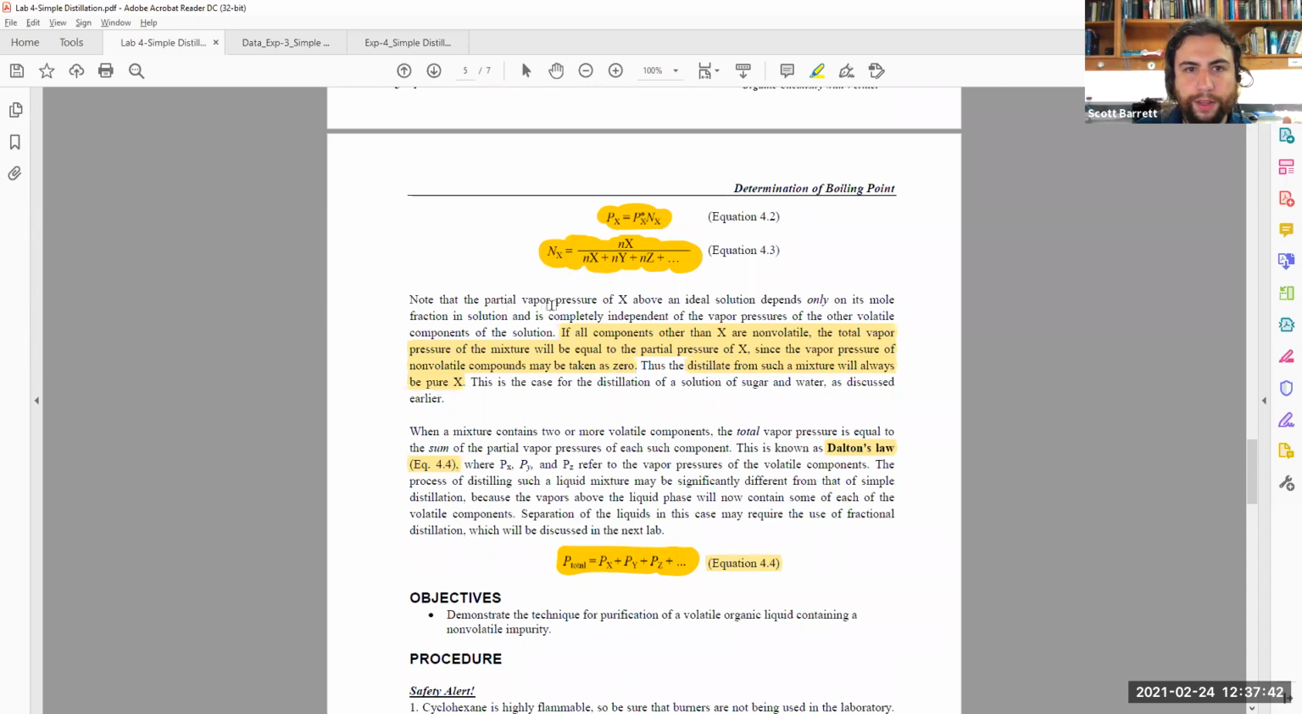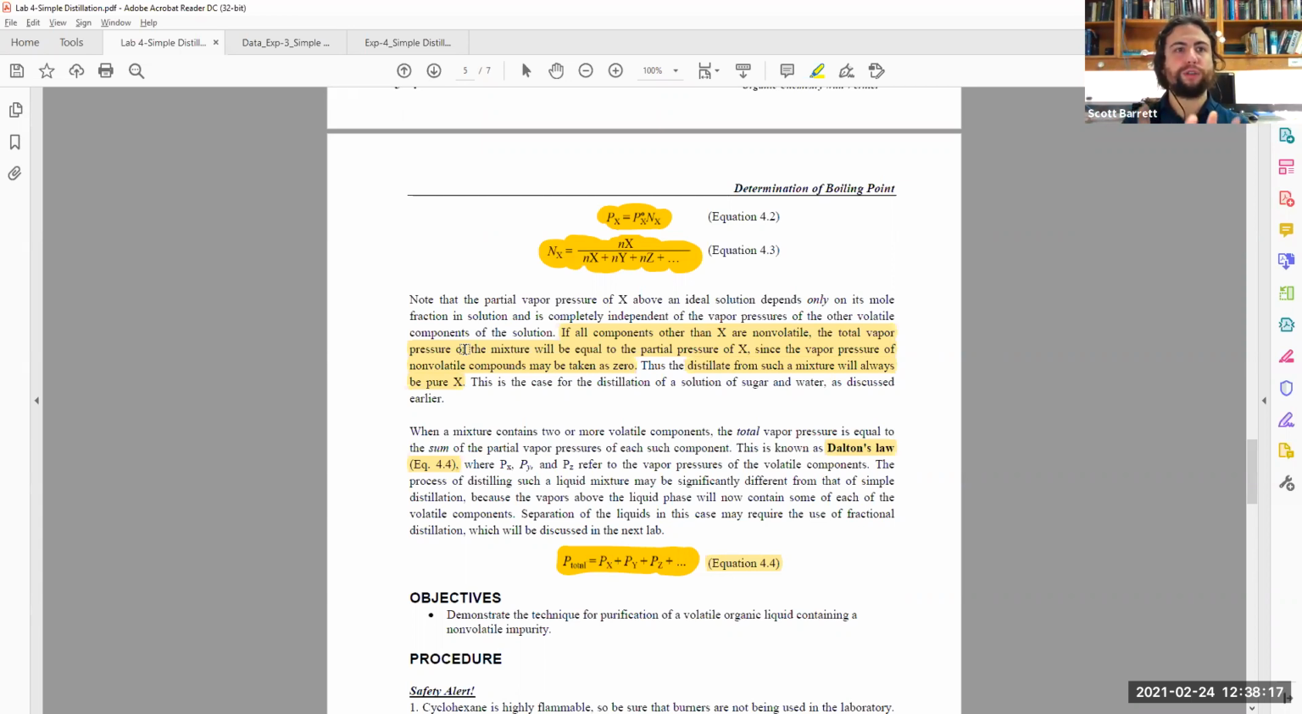So going forward, notice the partial vapor pressure of X above an ideal solution depends only on its mole fraction in solution and is independent of the vapor pressures of the other volatile components. So it's only relative to its own pressure, its own boiling point, and the others are independent. So each separate component of the system, such as ether and toluene, the ether's boiling point is only relative to ether's boiling point and is separate from toluene, whereas the boiling point of water is only relative to its boiling point and not towards the sugar's.